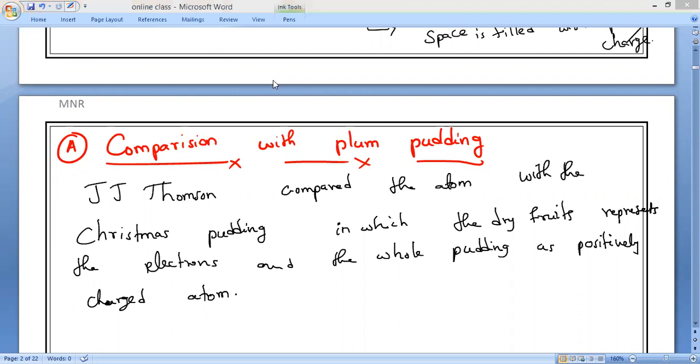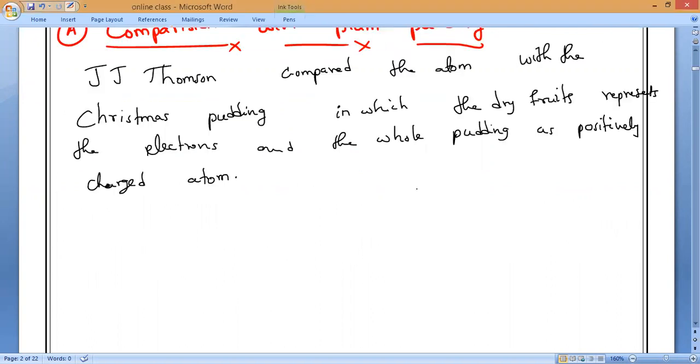Do you understand? Any doubt? Please ask me. So also we can say the atom is a plum pudding. The whole pudding is a positively charged atom. So you can draw a Christmas cake or just a normal pudding.